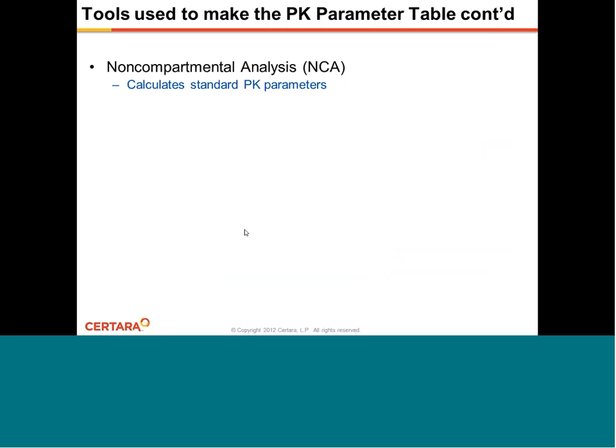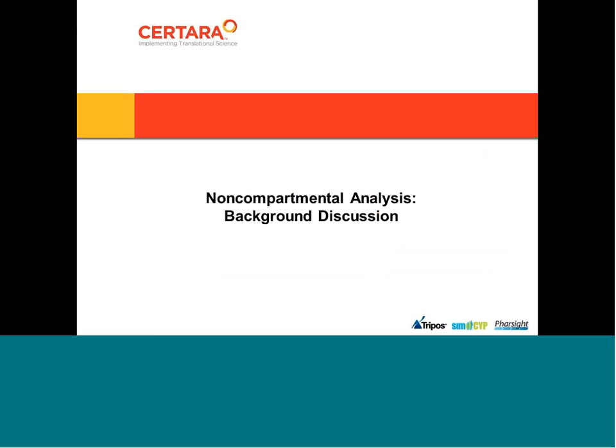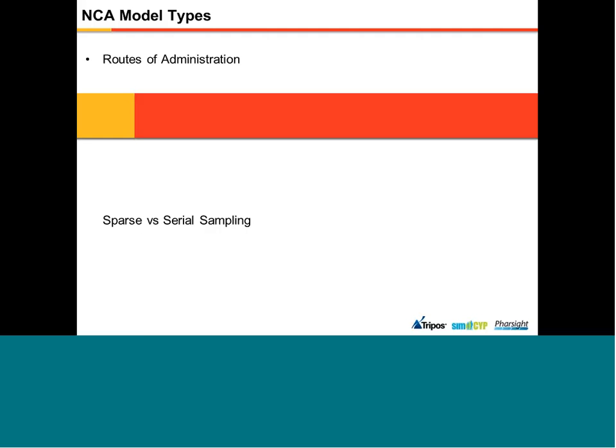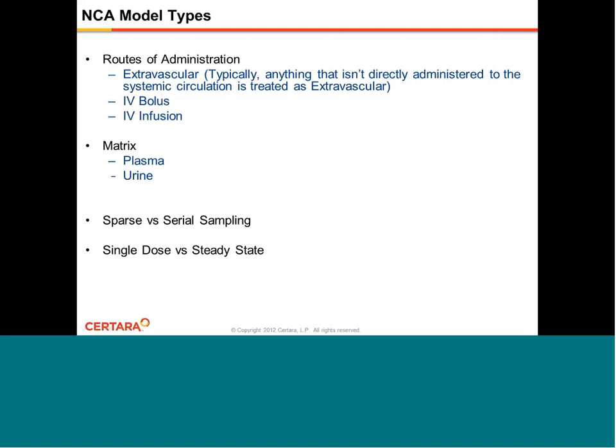The PK parameters themselves are calculated using the non-compartmental analysis, NCA, model. A bit of background about non-compartmental analysis. The NCA model types available in Phoenix are governed by the route of administration, which can be extravascular, which is typically anything that isn't directly administered to the systemic circulation. It could be PO, transdermal, sublingual, and anything that isn't directly administered.